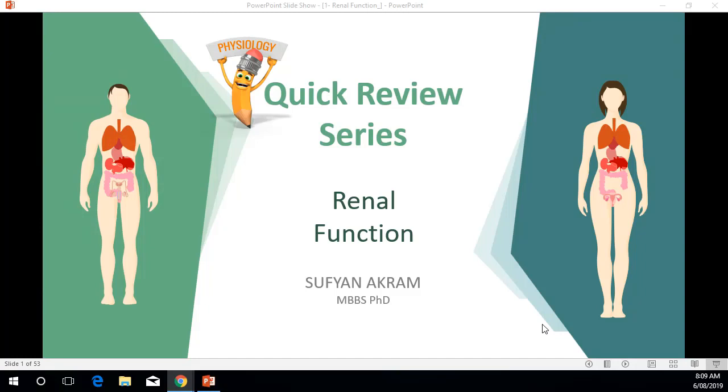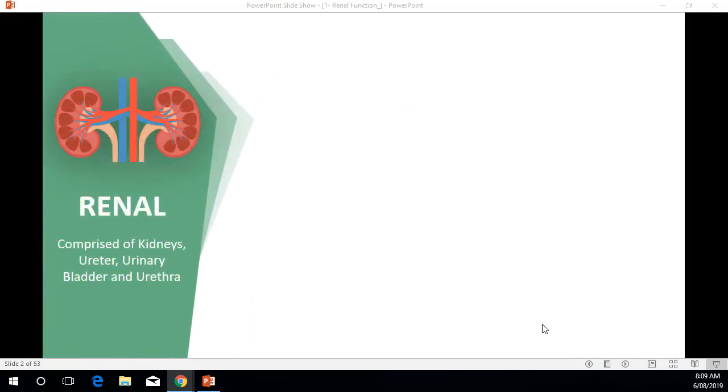So let's quickly review what the renal system does. What are the major components? As you all know, the renal system is composed of a pair of kidneys, then a pair of tubes called ureters, then a common cavity, a single cavity, which is called the urinary bladder, and then a tube which is called the urethra. Okay.